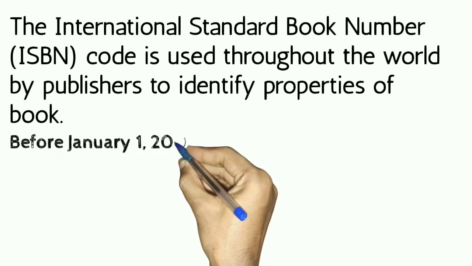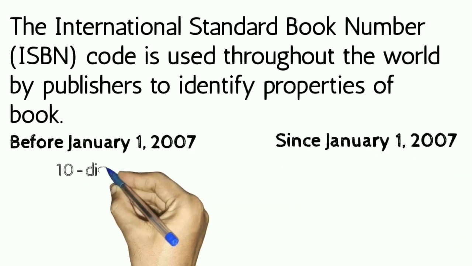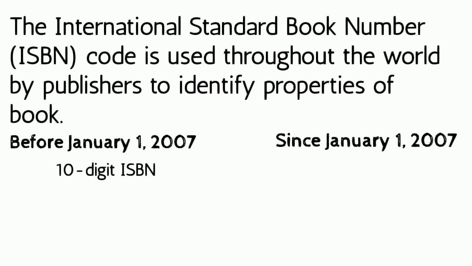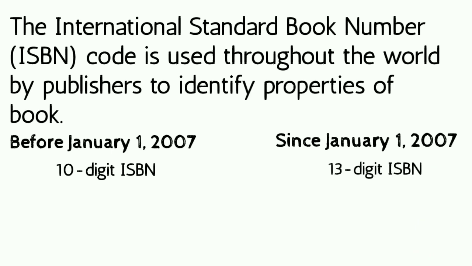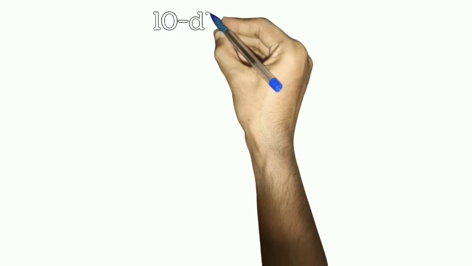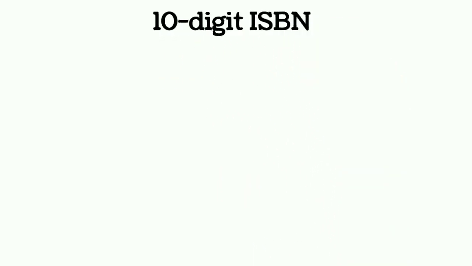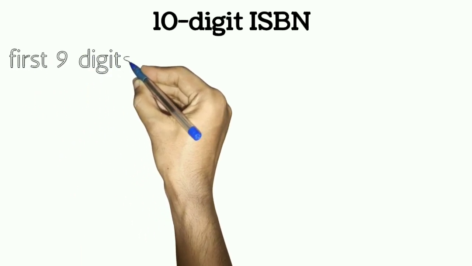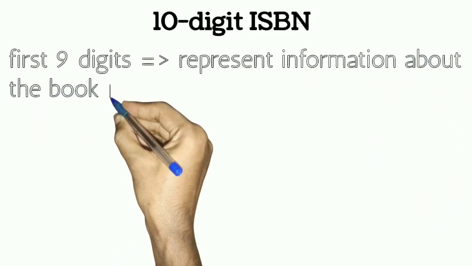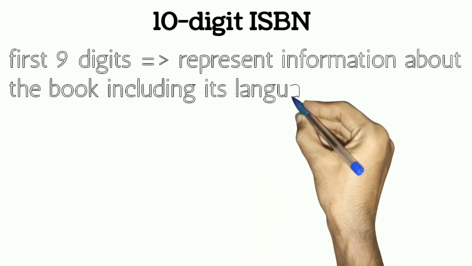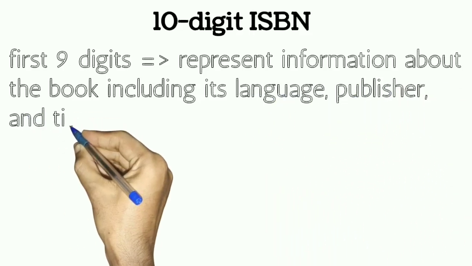Before January 1, 2007, merong 10 digits sa ISBN. But since January 1, 2007, meron ng 13 digits sa ISBN. I will first discuss the 10-digit ISBN. The first 9 digits of the 10-digit ISBN represent information about the book, including its language, publisher, and title.